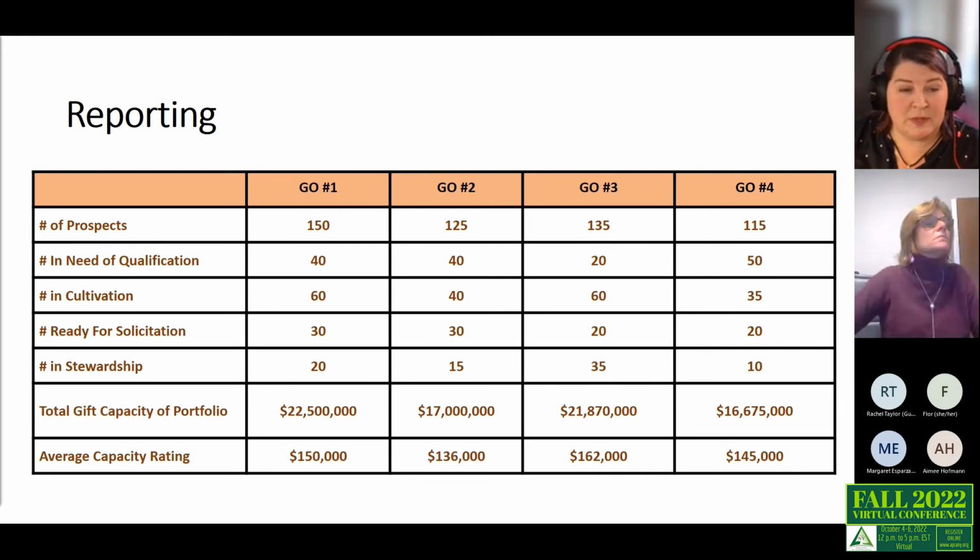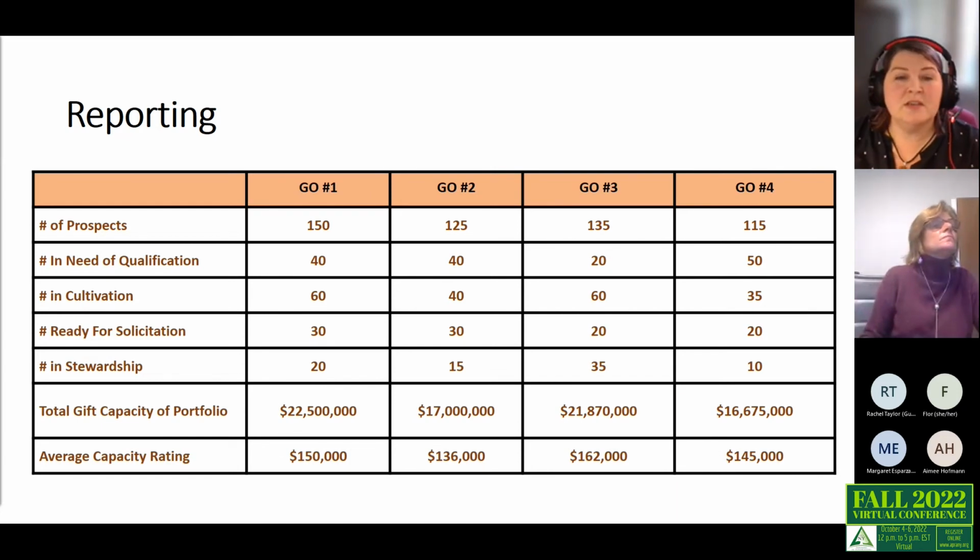Knowing full well that some gift officers will carry bigger portfolios than others. Your head of the office might have the smallest portfolio. Your new junior level gift officer might have the biggest. But even at that, you want to see if their gift capacity ratings are equitable, if the average capacity ratings are somewhat equitable, right?